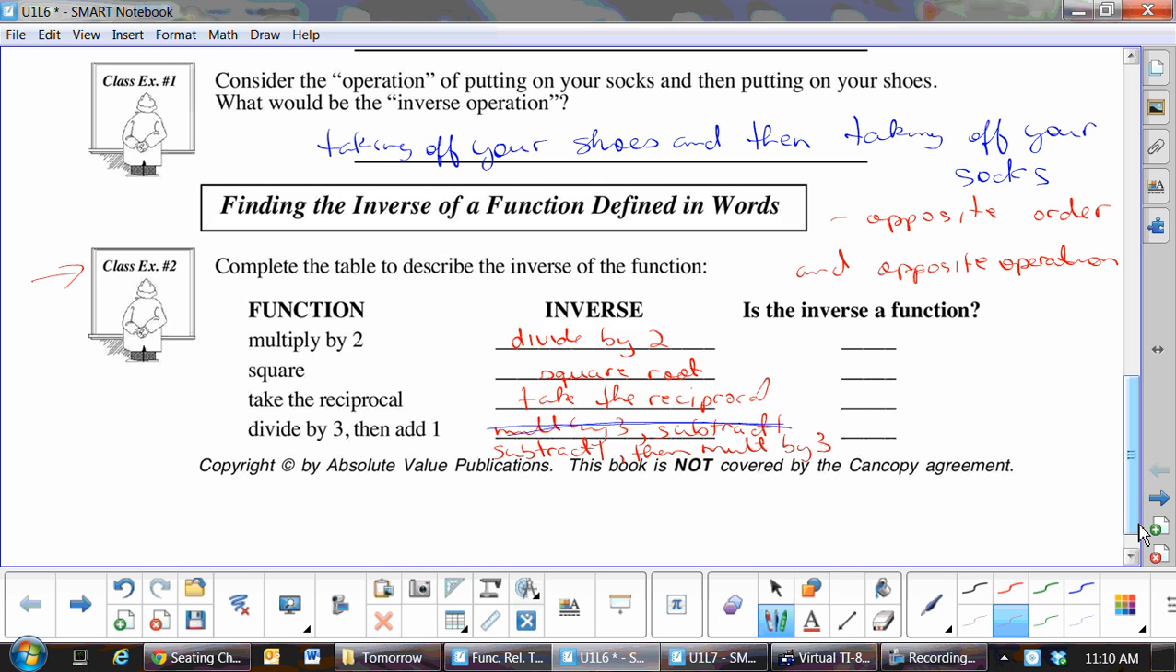Now let's talk about, is the inverse a function? So if you multiplied by 2, say that would be 2x. The inverse would be divide by 2. So that would be x over 2. Now if you graphed both of those, you would see they would still pass the vertical line test.